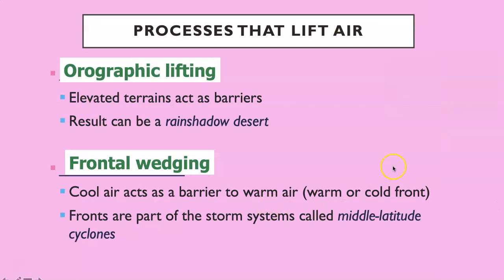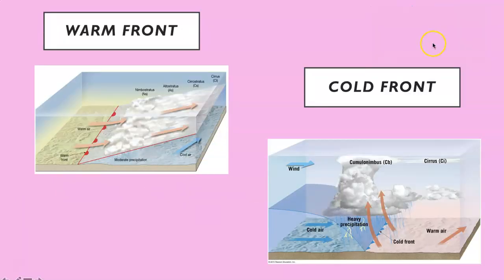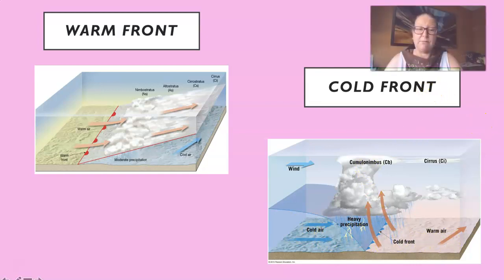A second process is called frontal wedging, or when warm air gets pushed up over cold air. And that's because cold air is more dense, so it acts like a barrier. These are called cold fronts and warm fronts, and we'll be talking about these and something called a mid-latitude cyclone next week. Here are some cartoons of cold fronts and warm fronts. Here we have the warm air being pushed up and over cold air, again because cold air is more dense. Here we have the cold air, which is actually moving faster than the warm air, and it's pushing warm air up. So in both cases, warm air rises, forms clouds, and rains.